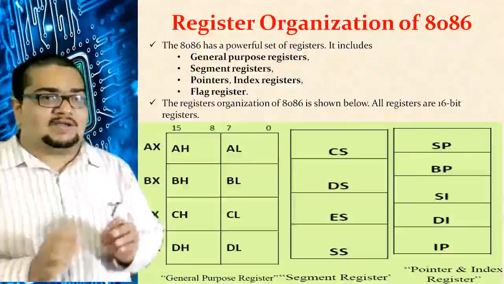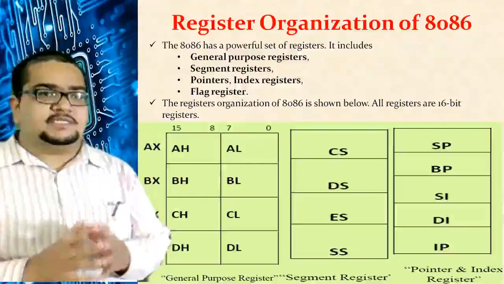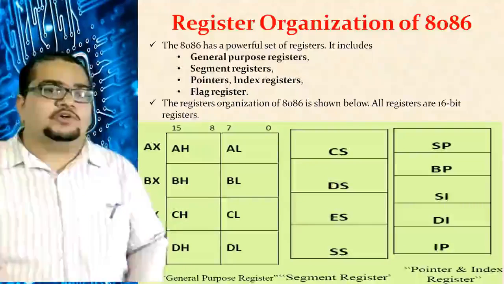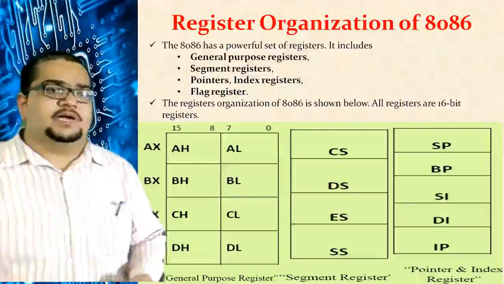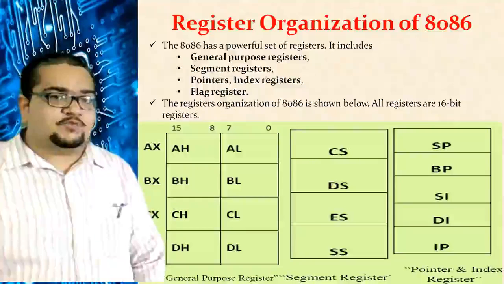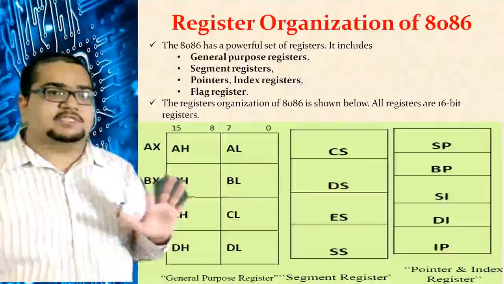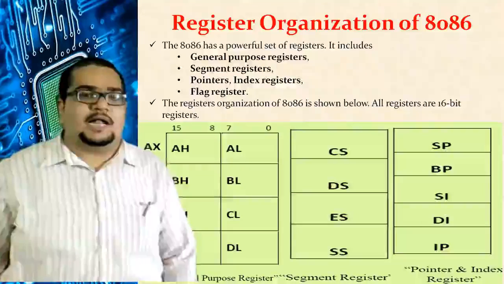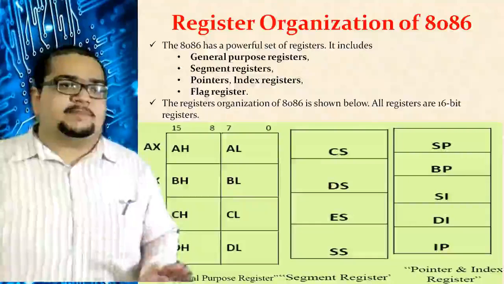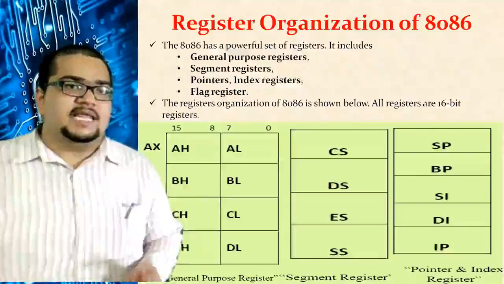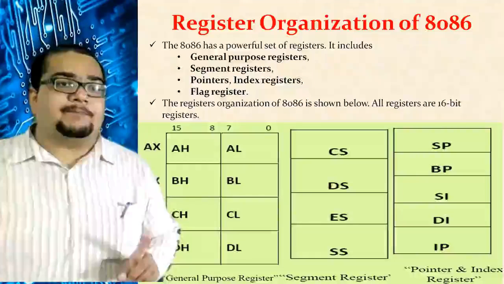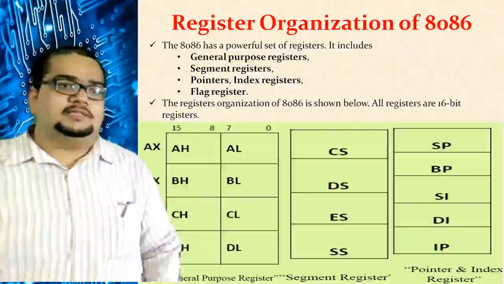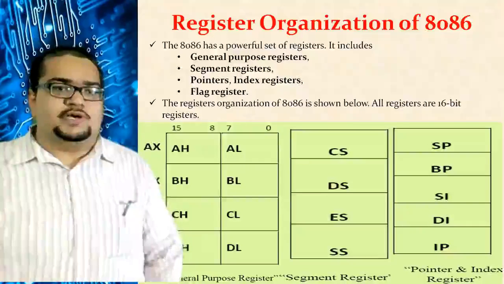A 16-bit flag register is there. Obviously, in that 16 bits, we have only 9 active flag bits. So these 14 registers are there in the 8086. Out of these 14 registers, we have seen that 5 registers are part of the bus interface unit: the segment registers CS, DS, ES, SS, along with IP, the instruction pointer. All the other registers are in the execution unit.